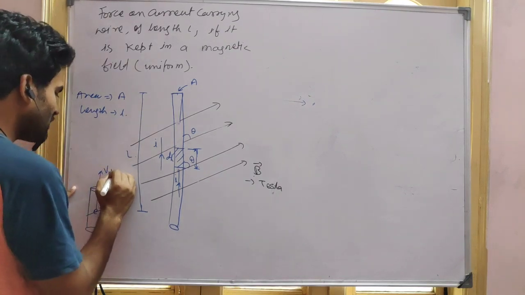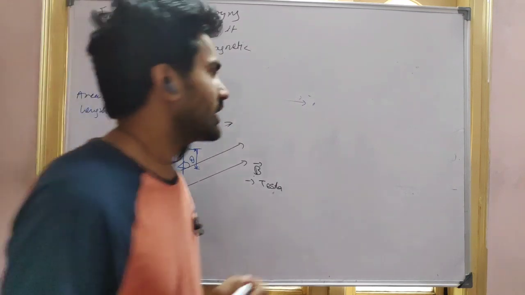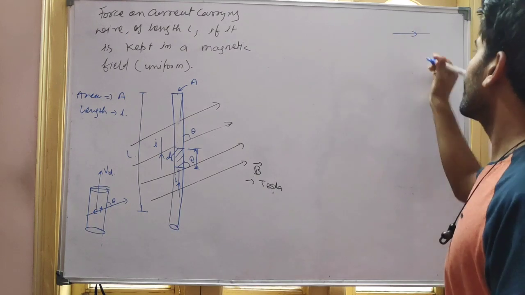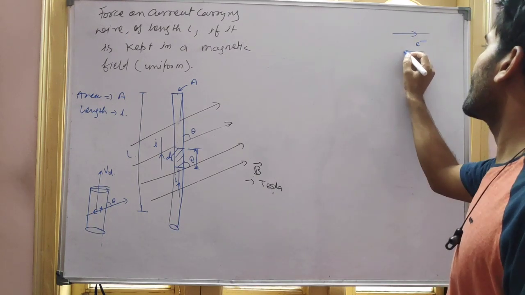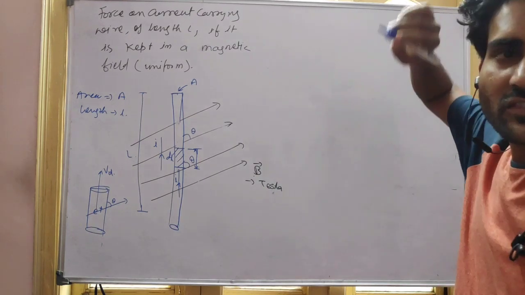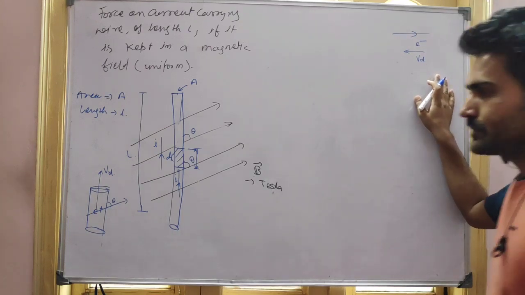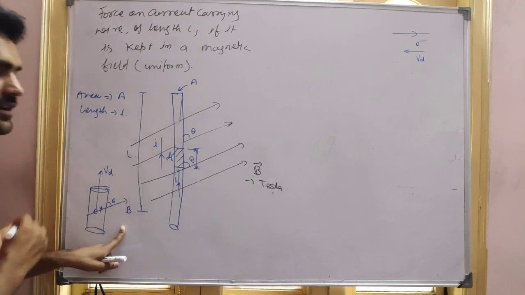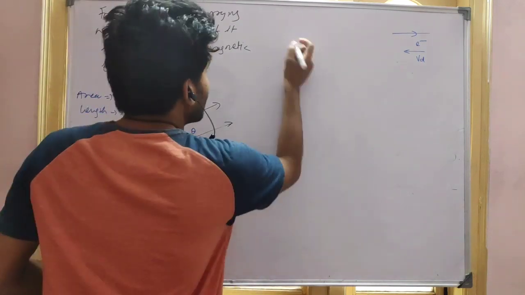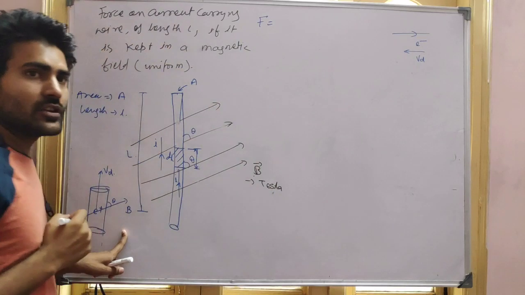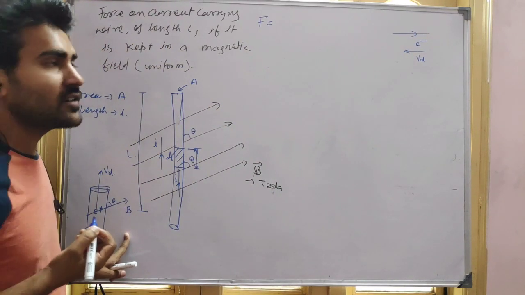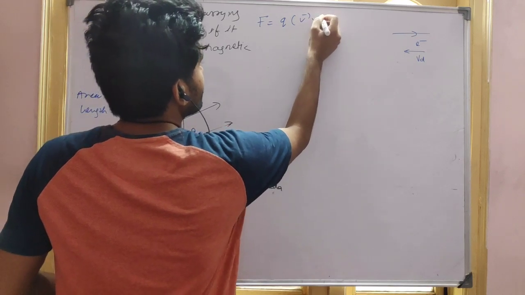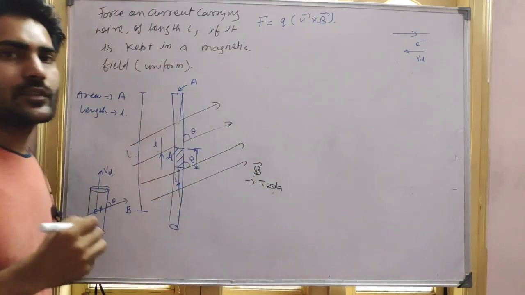That particular velocity will be the drift velocity. Why is that? We know that when there is a current carrying wire like this, electrons are moving in this direction with the drift velocity. The magnetic field is here. We know that the force on a charge moving with some velocity is Q V cross B.